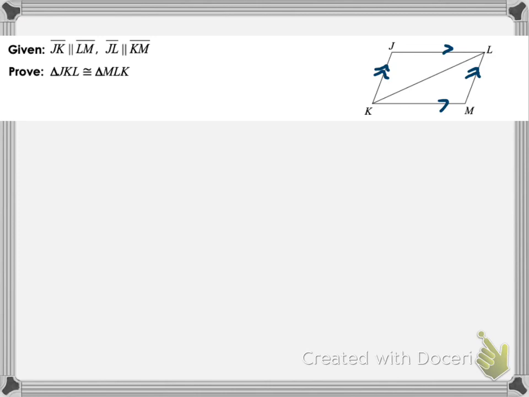And then alternate interior angles, we've got this angle and this angle. And we've got a side connecting them that would be congruent to itself. And we've got another set of parallel lines giving us these angles are congruent with another zigzag going on here. So this one would be angle, side, angle. Angle, side, angle.